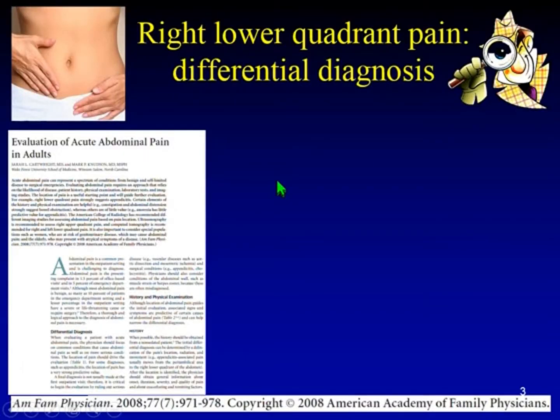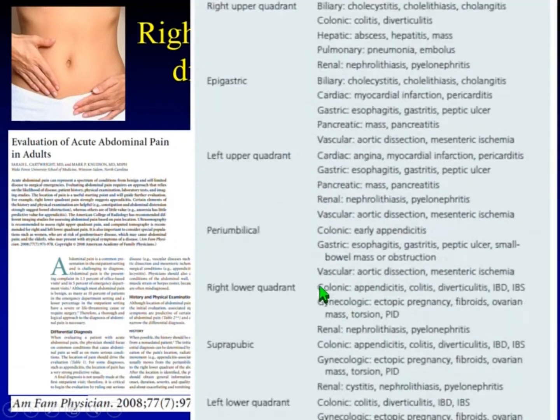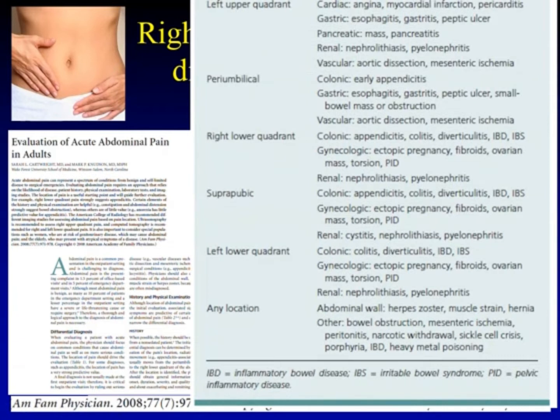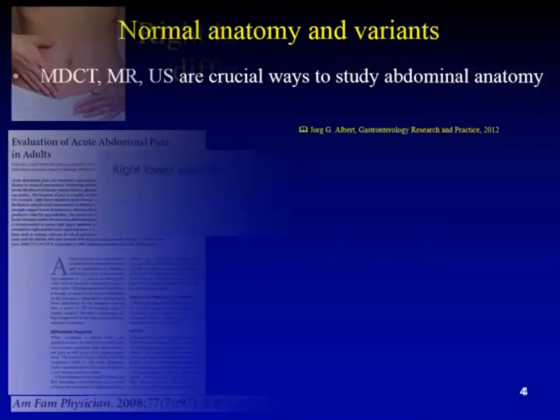Firstly, I'd like to present this article written for family physicians. There are many differential diagnoses at the origin of all the pains and pathologies of different quadrants or sectors of the abdomen, but we will focus on the right lower quadrant. We will speak about colonic, gynecologic, and renal pathologies, and I'd like to present at the end some tricky cases with an ambiguous diagnosis.